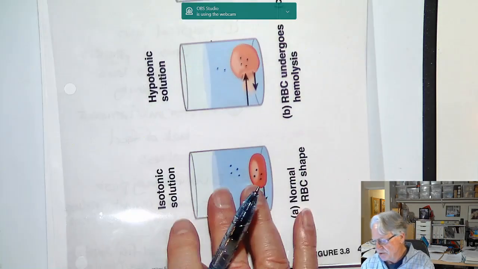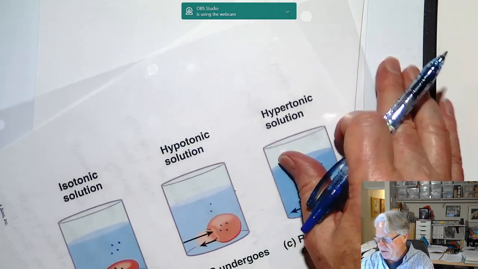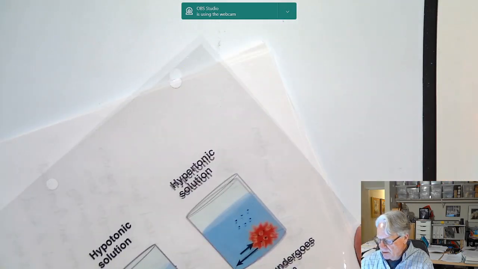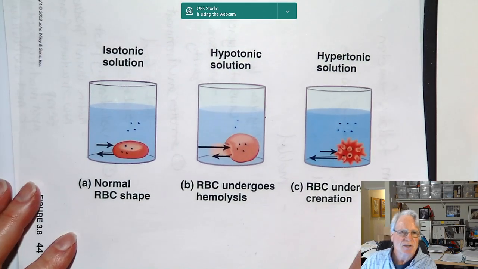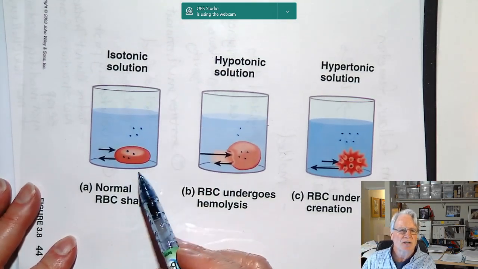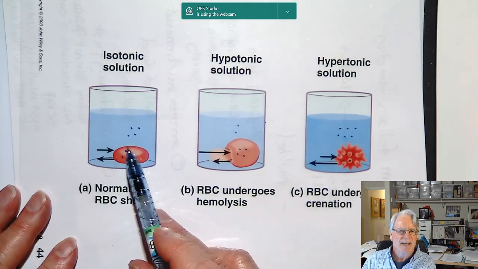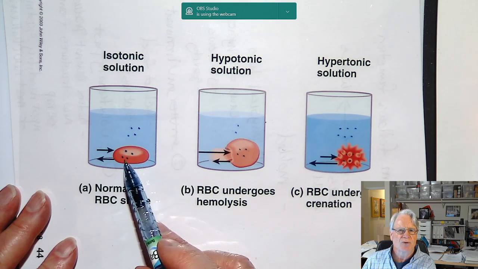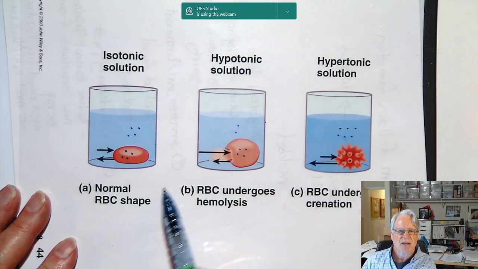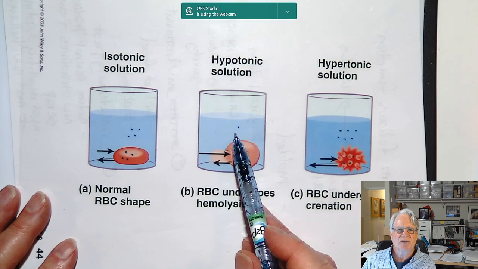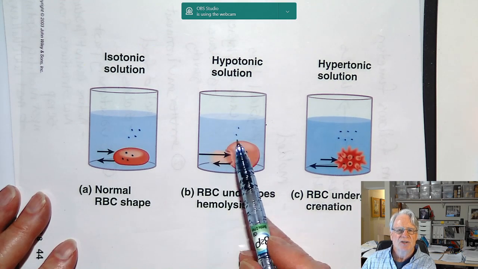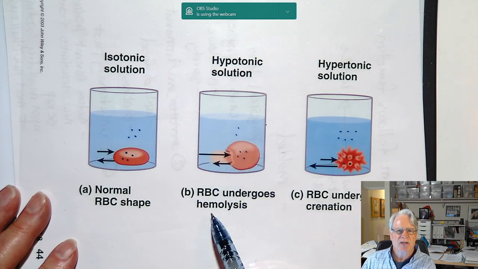And we have seen this, and we've certainly talked about this in the lab. So here is my conditions. I have an isotonic solution. I have a normal shaped cell. That's exactly what you want. 1, 2, 3, 4. 1, 2, 3, 4. Okay. I have a hypotonic solution. I only have 2 particles here. I have 4 there. So water is moving in, and we get hemolysis.